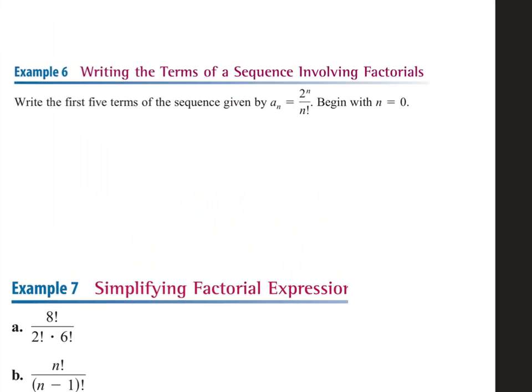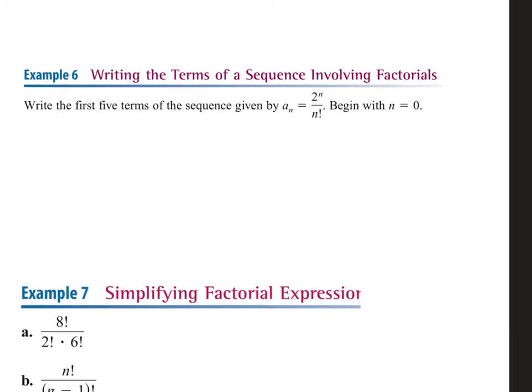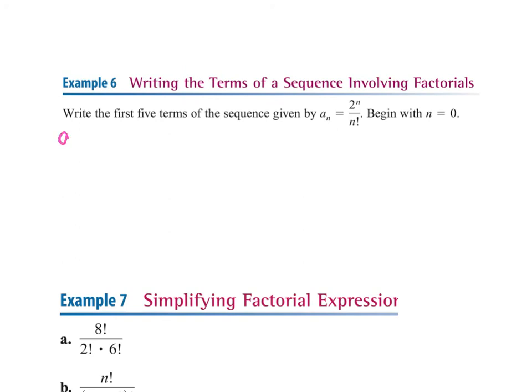So let's look at example 6. We have to write the first 5 terms of the sequence given by a sub n is equal to 2 to the power of n over n factorial. So we start with n is equal to 0. So we're finding a sub 0. So 2 to the power of 0 over 0 factorial. What's 2 to the power of 0? 1. And what's 0 factorial? 1. So what's 1 over 1? 1. So that's our first term.